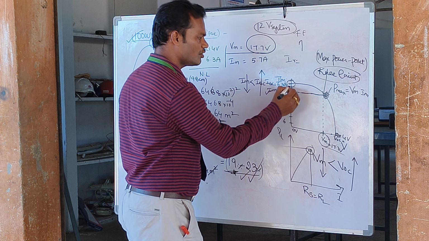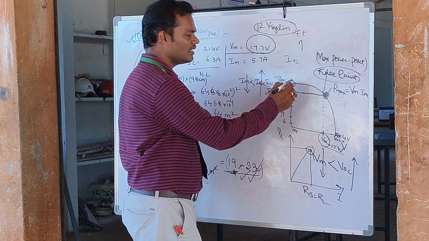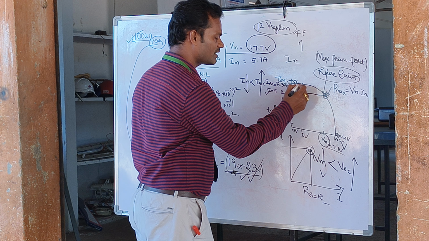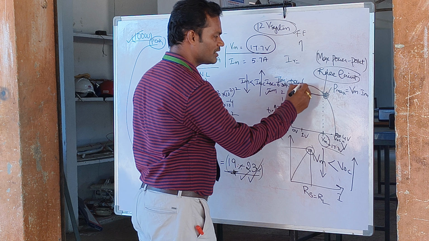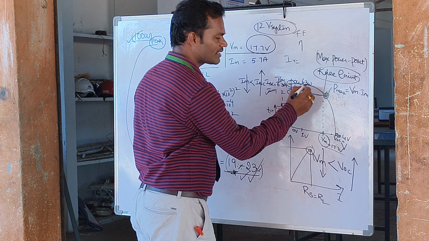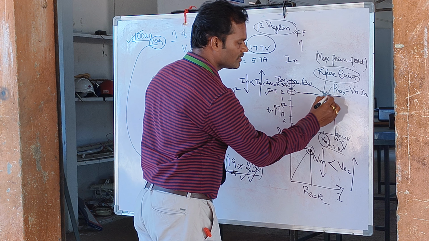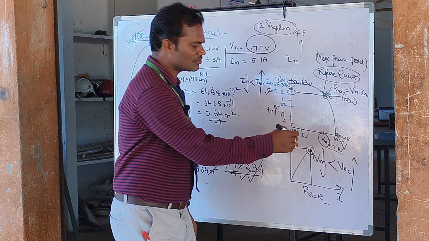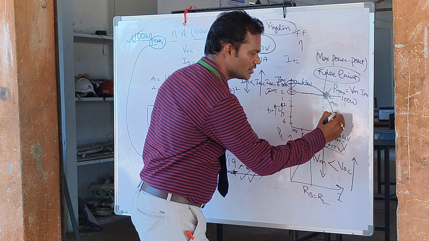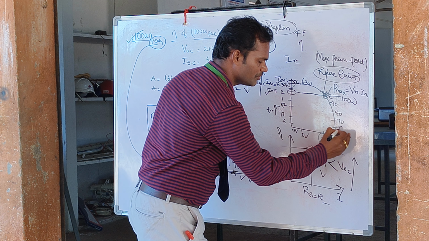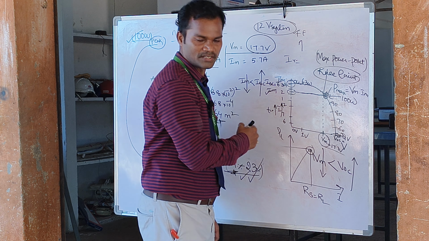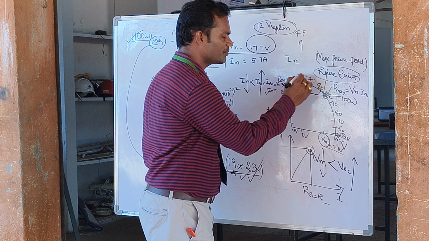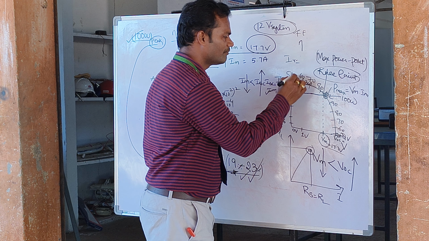Some 0 volts, 0 into 6.3 will give only 0 watts. And similarly here it is 1 volt, here it is a current of 6.3, 6.3 into 1 is how much? 6.3 watt. Like that if you start multiplying, this value will be 100 watts. Before that, here you may get only 90 watts, here you may get 80 watts, here you may get 70 watts, here you may get 60 watts, here you may get 50 watts. Similarly here also, here you may get 80, here you may get 70, here you may get 60 and here you may get 50 watts.